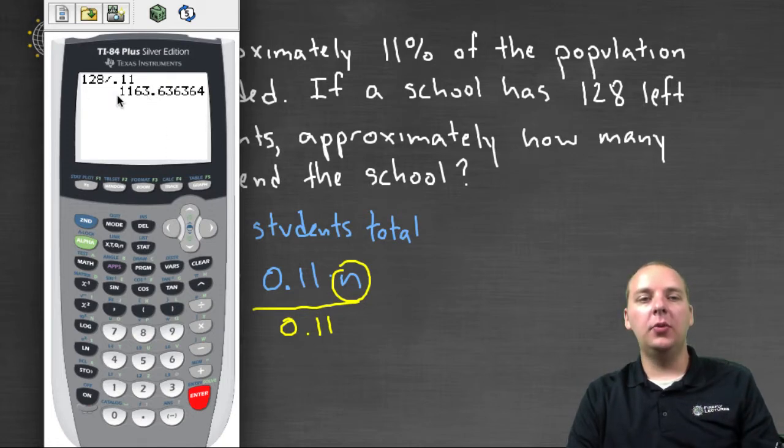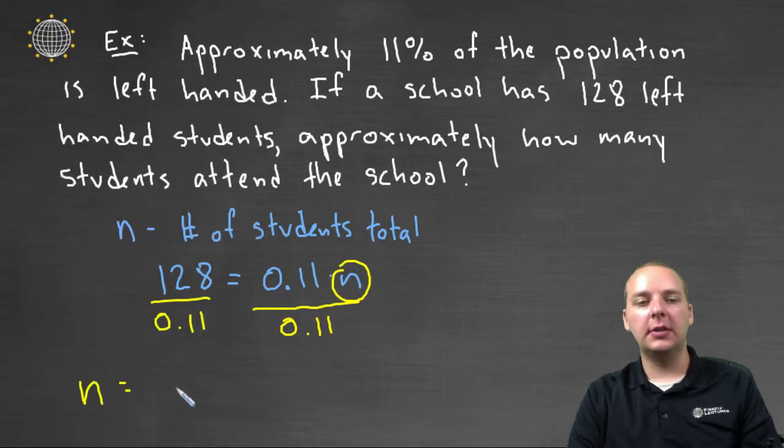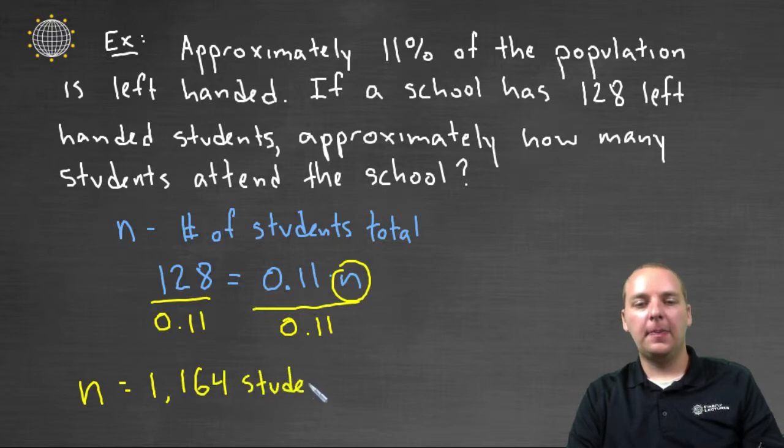Now you can't have a half of a person or a decimal part of a person, so we will round this up to 1,164 students approximately. 1,164 students. And that's total at the school.